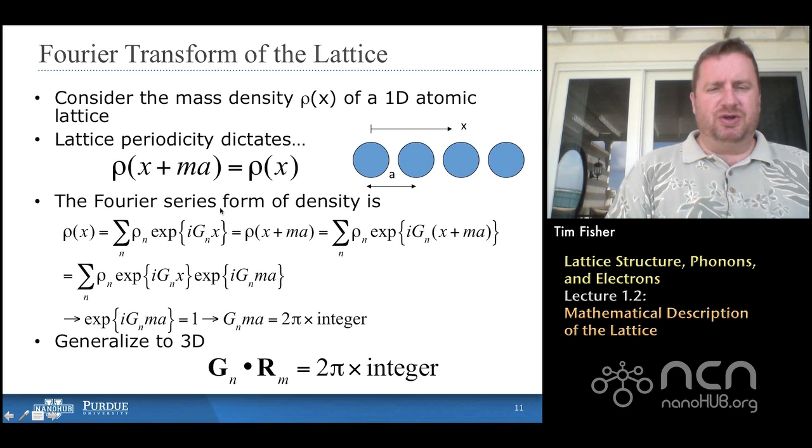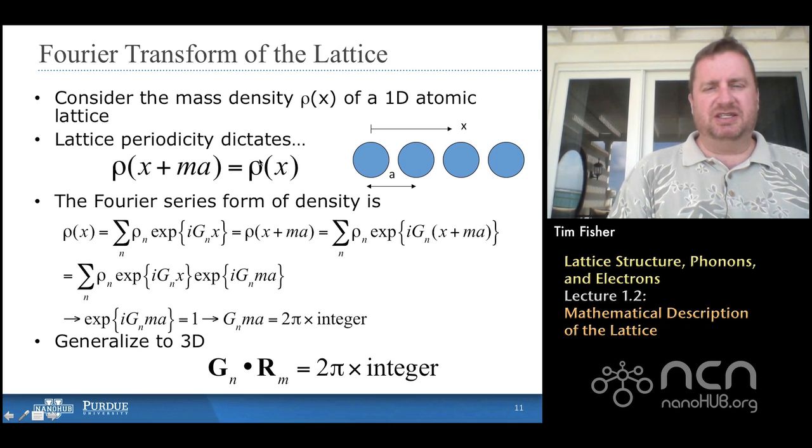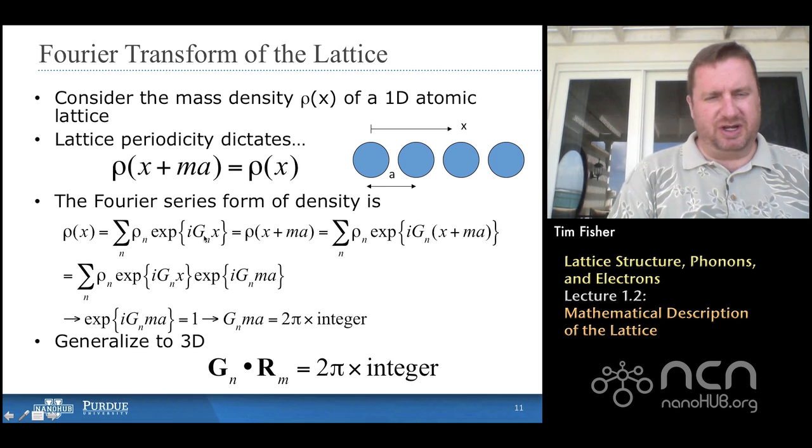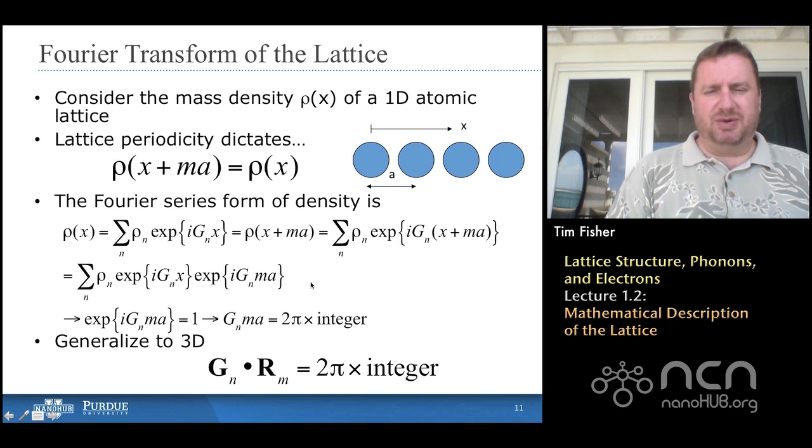So what we're going to do is express this density, rho as a function of x, as a Fourier series. We do that here, and we'll have these prefactors, rho sub n, and we'll sum. This is just standard Fourier series math. If you haven't seen it before, it'd probably be worth your time to read a chapter on Fourier series. It's pretty easy to pick up.